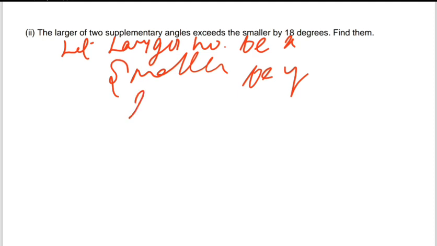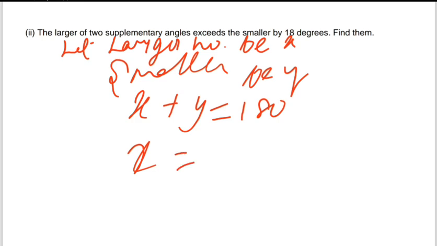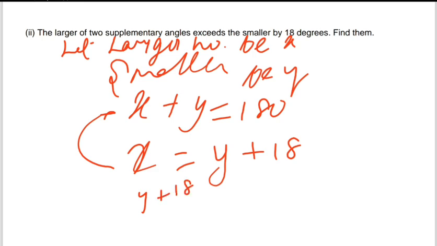So this is the first clue: x plus y is equal to 180. And they are saying that the larger number, that is x, exceeds the smaller number by 18. So x is equal to y plus 18. So this is the value of x. Putting the value of x in the first equation: y plus 18 plus y is equal to 180. So 2y is equal to 180 minus 18.